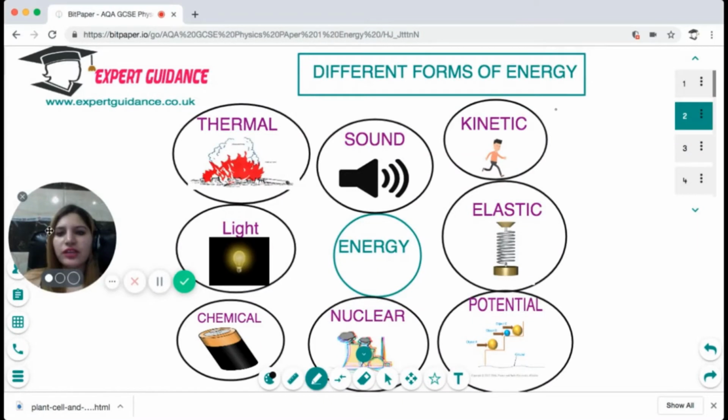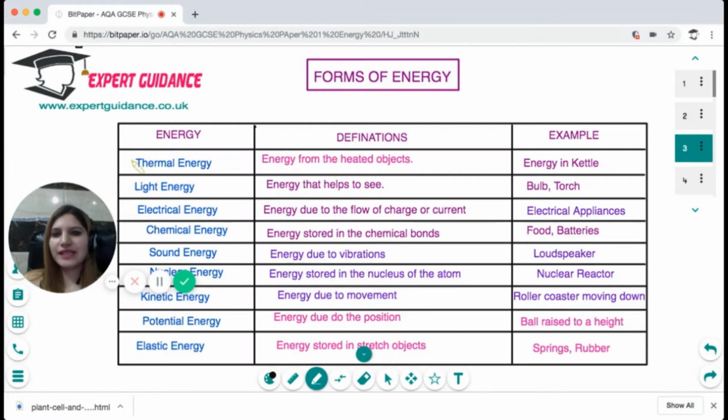If you look here, there are different sources of energy like thermal, light, chemical, nuclear, sound, kinetic, elastic, and potential. So you should know what these different types of energy are and where we find them. For example, thermal energy is like the energy in the kettle, and it is the energy from a heated object. The light energy is that energy that helps us to see, for example, a bulb and a torch.